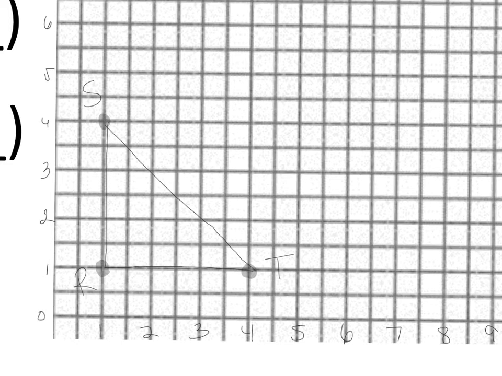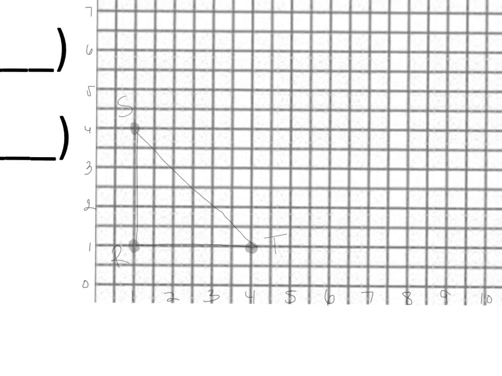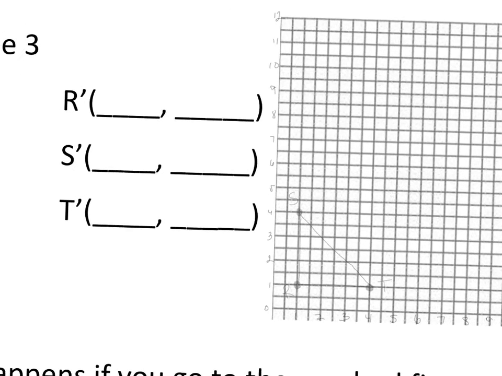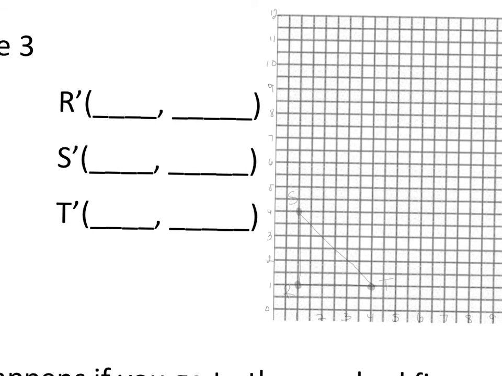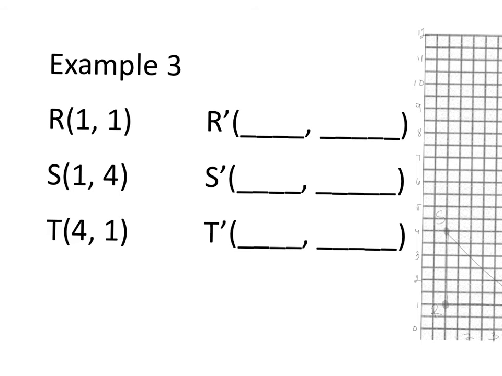Now, we are asked to apply a scale factor of 3. This means our figure is going to get 3 times bigger. So what we want to do, if we're looking at this mathematically, is take each of the numbers and multiply each of them by 3. So 1 times 3 is 3, and 1 times 3 is 3. 1 times 3 is 3, and 4 times 3 is 12. 4 times 3 is 12, and 1 times 3 is 3.